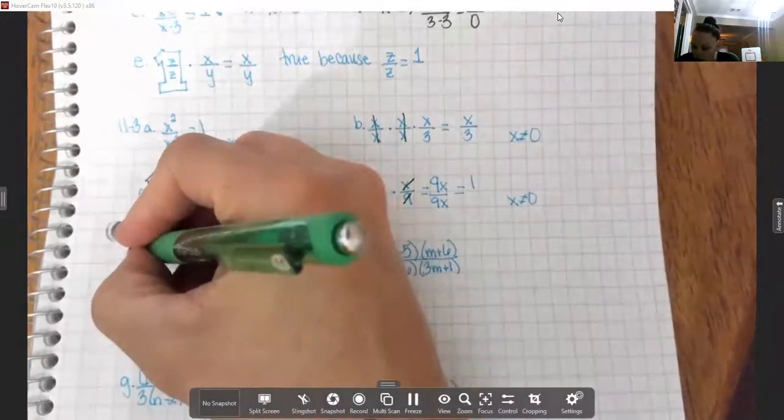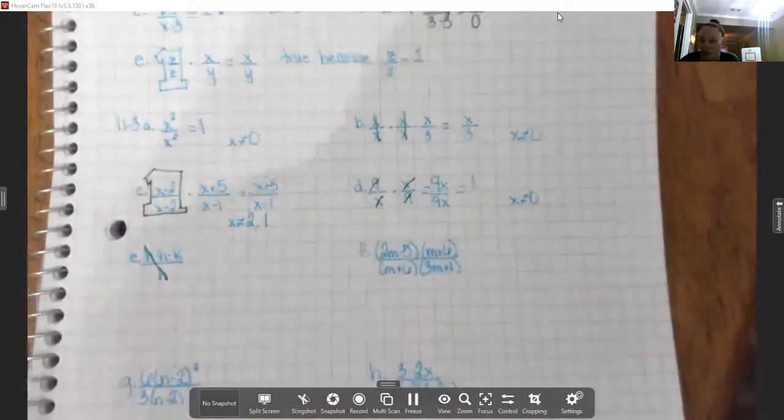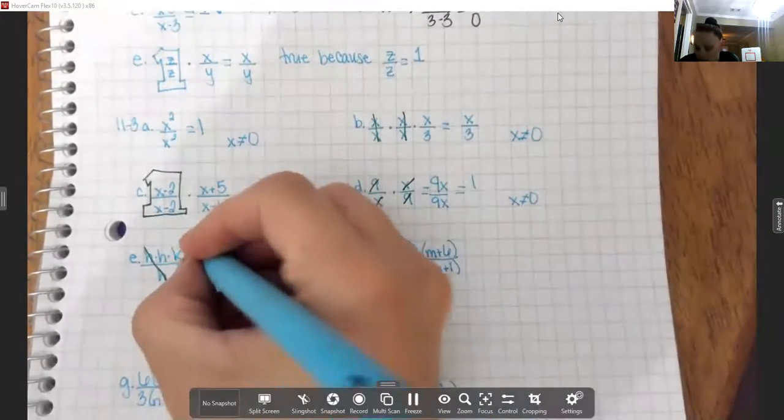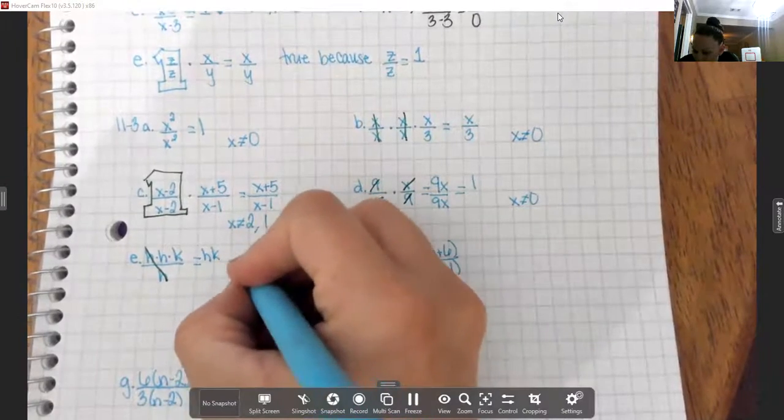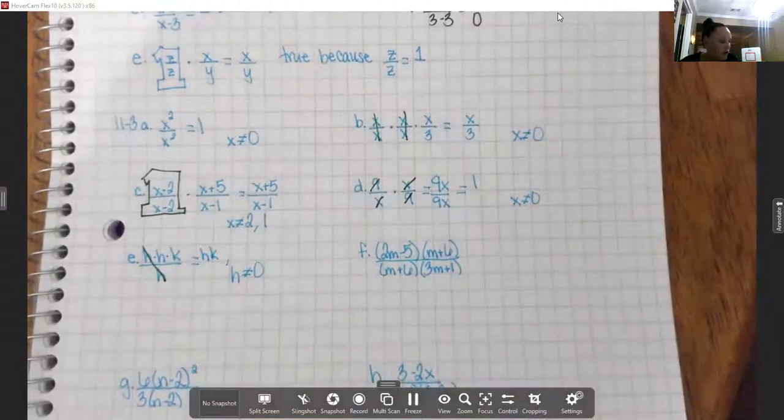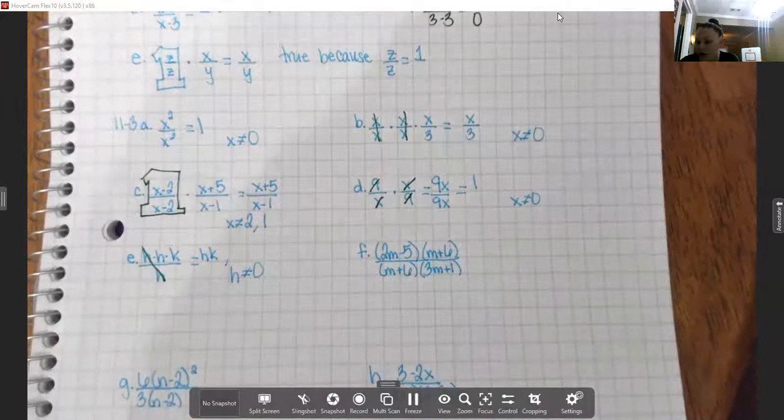Part E, h times k divided by h. So the h in our numerator and the h in our denominator go away. So this is equal to hk as long as h doesn't equal 0, because that would make our denominator 0.